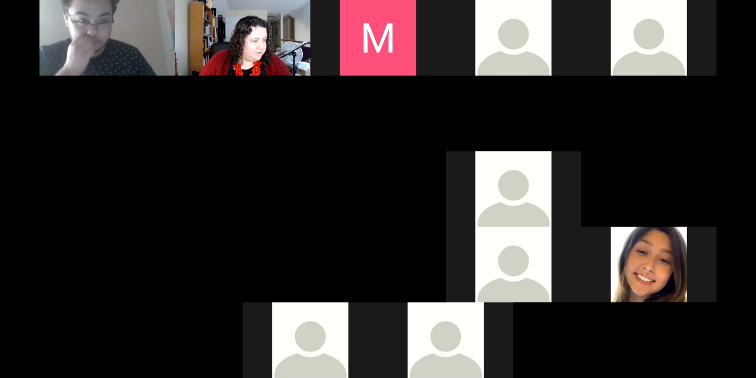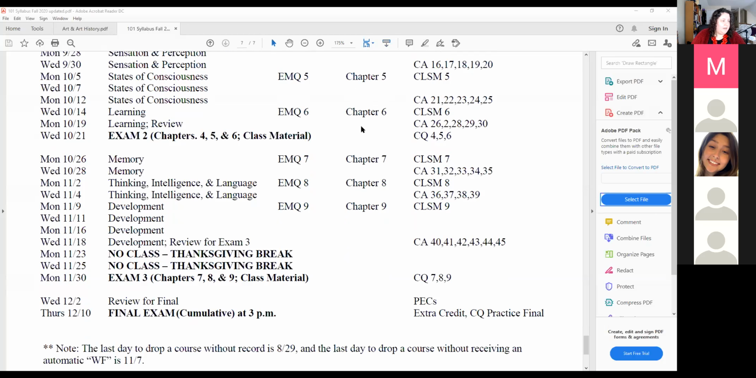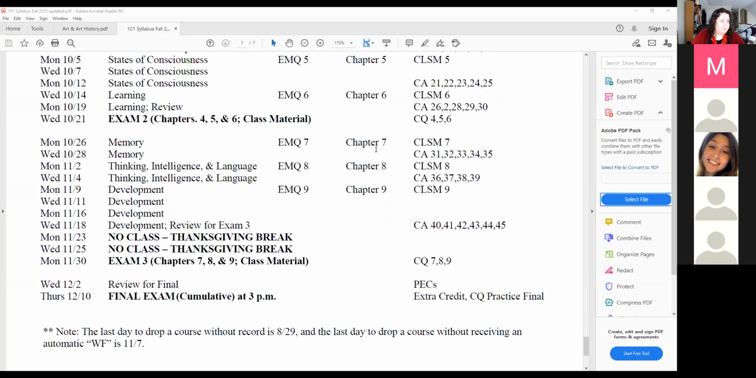I know I've been doing this a lot, but I think it helps us all to remember where we are. I'm going to screen share the syllabus real quick, just to keep us all on the same page, to realize everything we've got coming up. We're going to start covering memory today. Your LearnSmart module's due today. If you didn't get it in by now, do it by the end of the day.